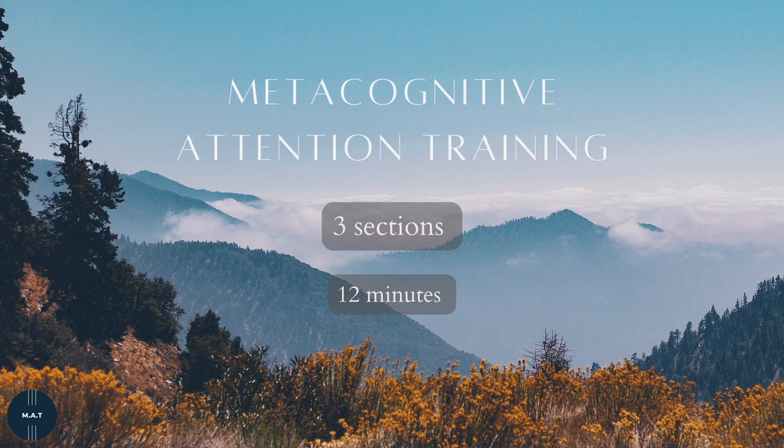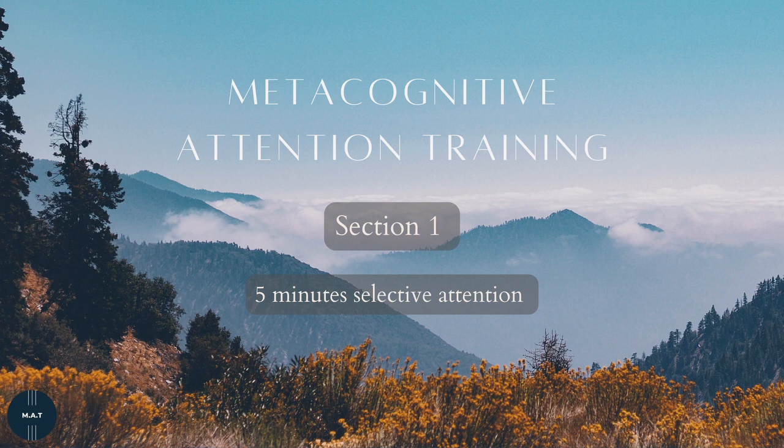The training is divided into three sections. We'll start off with the first section of selective attention. For the first 5 minutes, you'll decide what sound to focus on. Focus on a sound for approximately 10 seconds at a time. The sounds of this video are fireplace, harp, wind, turning pages in a book, and neighbor's conversation.